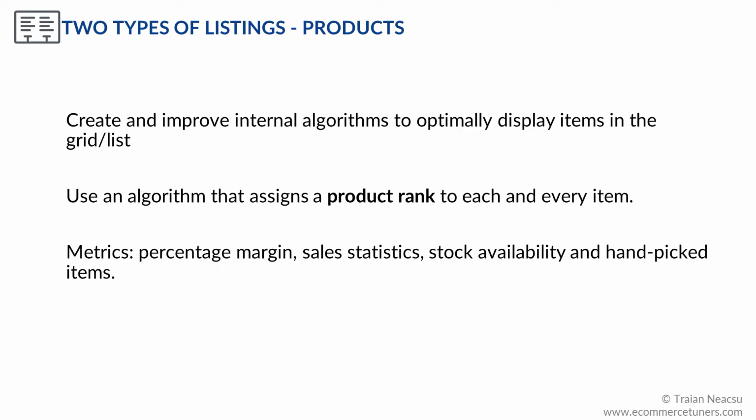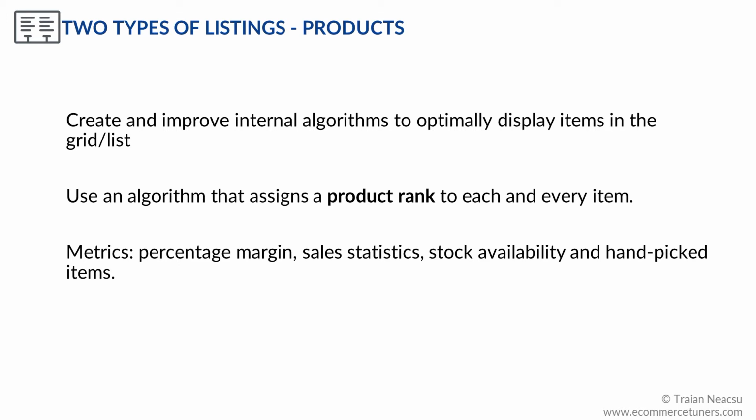Create and improve internal algorithms to optimally display items in the list. SEO is about increasing profits from organic traffic by optimizing for users coming from search engines. If a user lands on a category page and the first items in the list or in the grid do not generate profits for you, then you are missing opportunities.